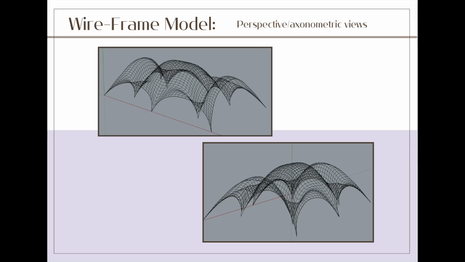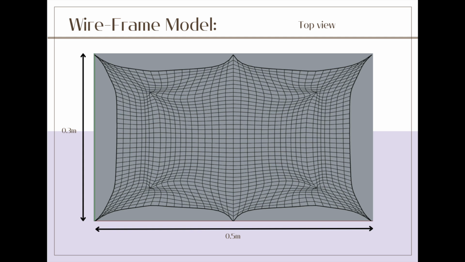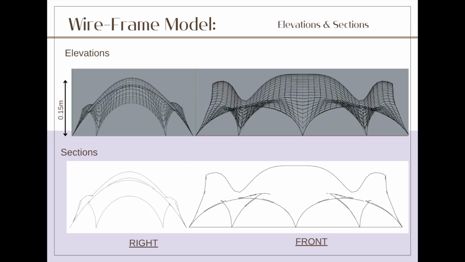I then created a wireframe model by baking the mesh. These are the perspective and axonometric views. The top view is represented, showing the dimensions of 0.5 meters times 0.3 meters. The elevations and sections of the wireframe model are shown, revealing the same dimensions previously of 0.15 meters.